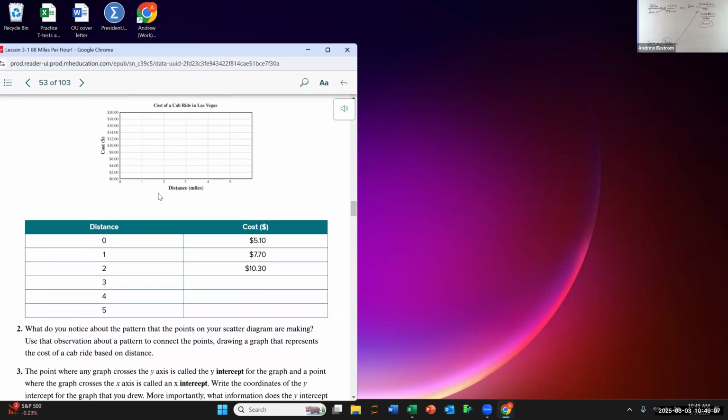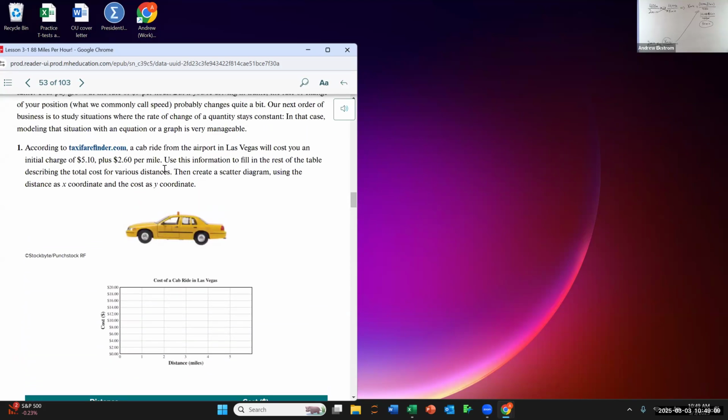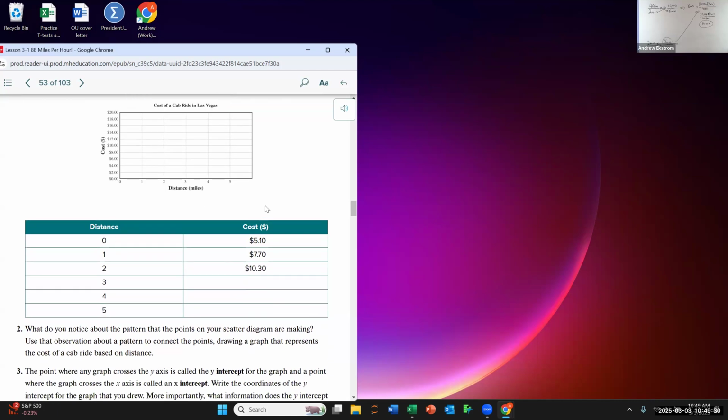And then looking at what we have here. It says, according to taxifarefinder.com, a cab ride from the airport in Las Vegas will cost you an initial charge of $5.10 plus $2.60 per mile. Use this information to fill the rest of the table, describing the total cost for various distances. Then create a scatter diagram using the distance as an x coordinate and cost as a y coordinate. So we've got all this stuff down here.